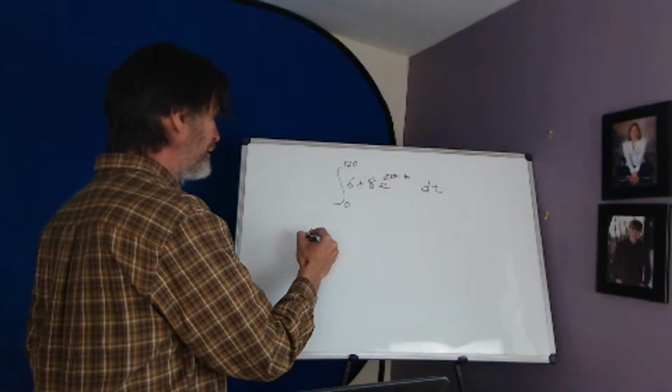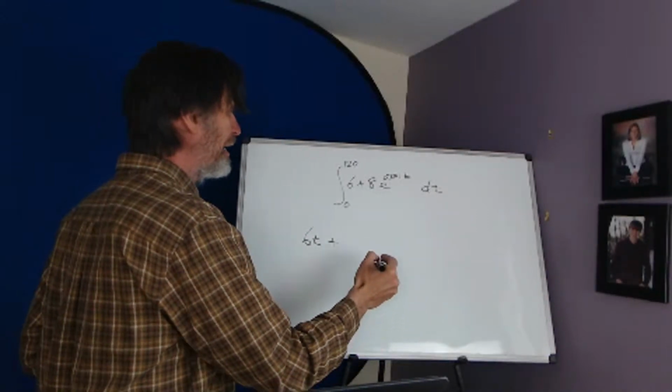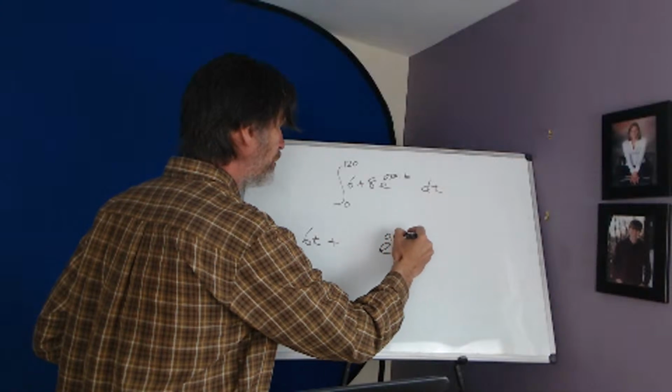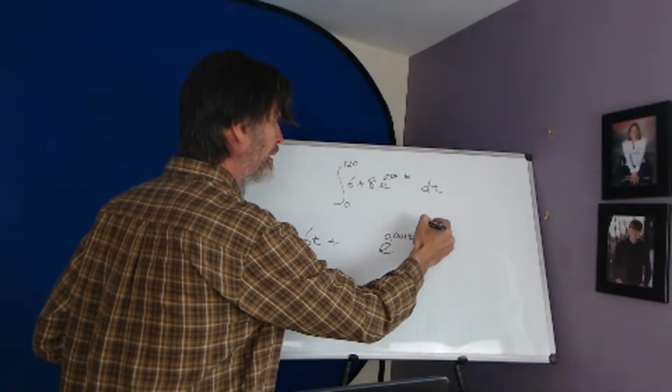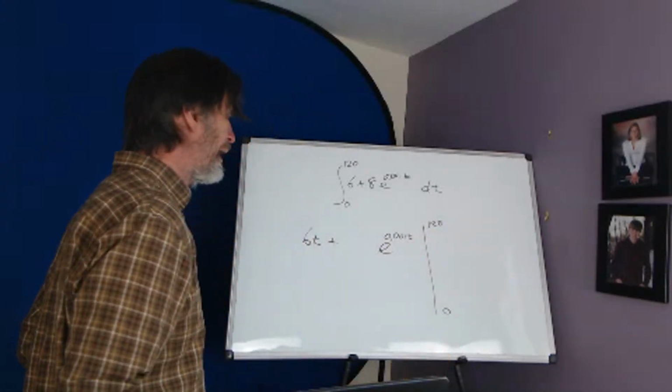Antiderivative of 6 is 6t. I can tell there's going to be a plus there. Get that next number right. E to the 0.001t. Then I'm going to evaluate that from 120 back to 0.